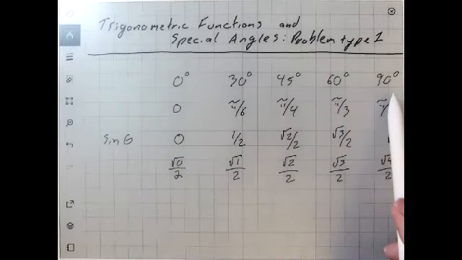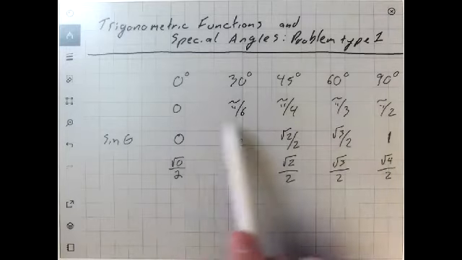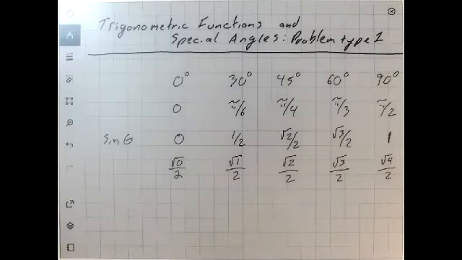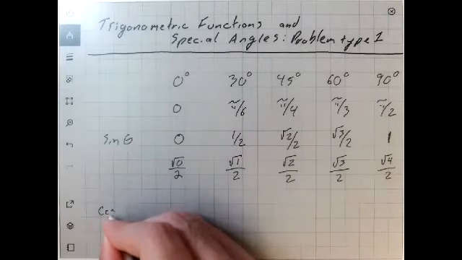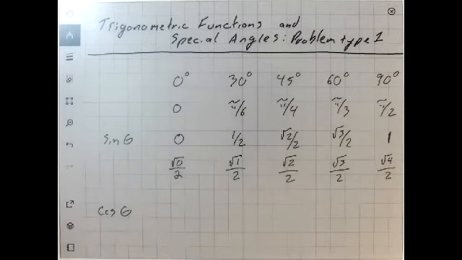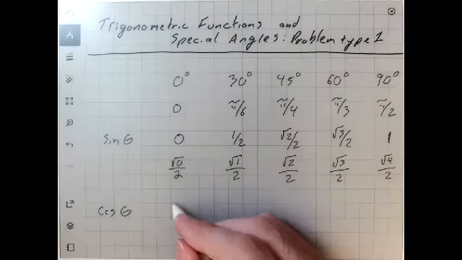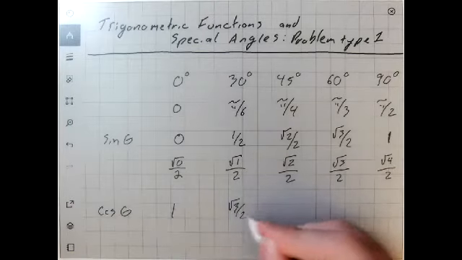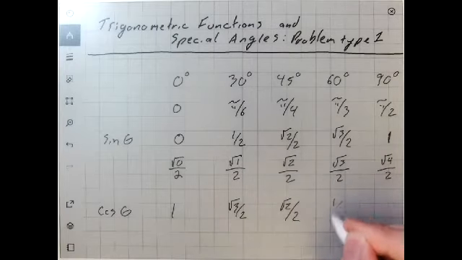Just remember that we have 5 special angles in degrees or in radians. List them out in order, take the square root of the count, divide by 2, and that gives you the value for sine. Once you learn this pattern, you can reproduce this table incredibly quickly. And then cosine is the same list, just reversed. So we start with 1, and then root 3 over 2, root 2 over 2, 1/2, and 0 at the end.